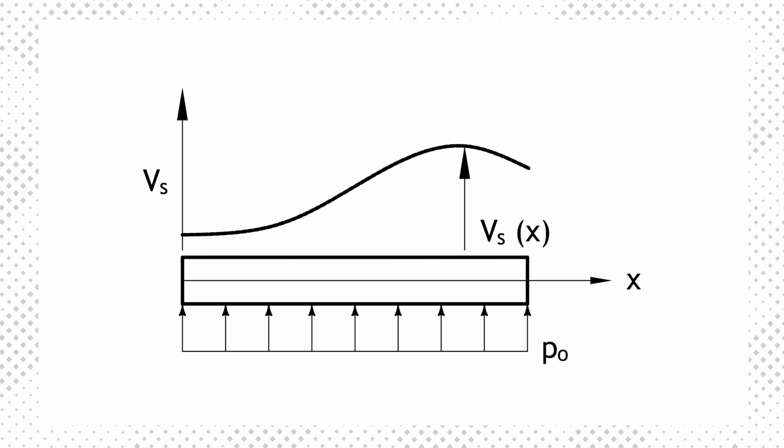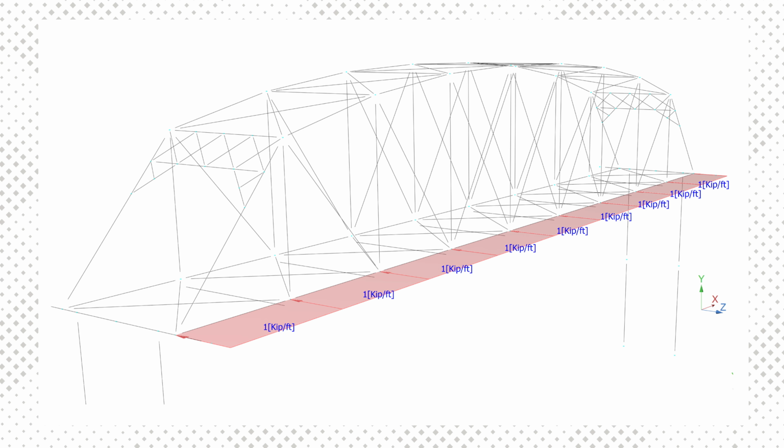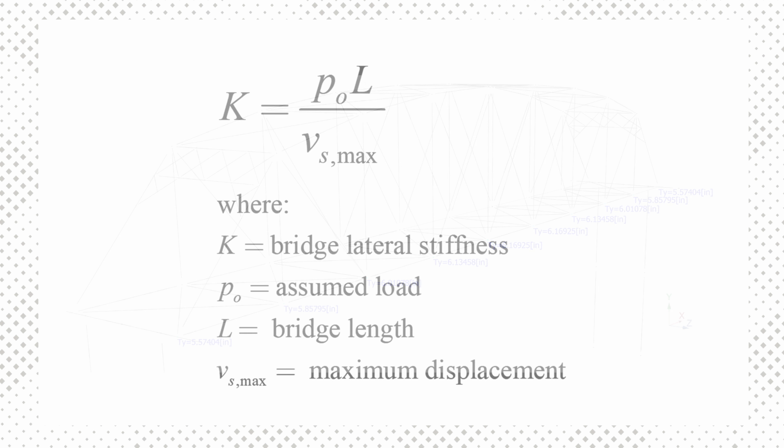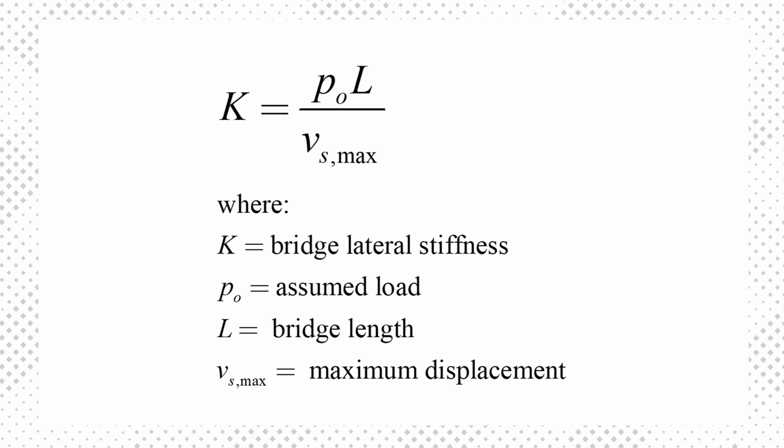We then apply an assumed lateral load P0 on the bridge and find the lateral static displacements. It is convenient to set this as 1 kip per foot. We now have the model loaded, ready to analyze. After running the model, we see the static displacement V sub s at various points along the spans, and find the maximum displacement. To calculate the bridge's lateral stiffness K, we multiply the assumed load P0 by the bridge length L, divided by the maximum displacement, V sub s max.